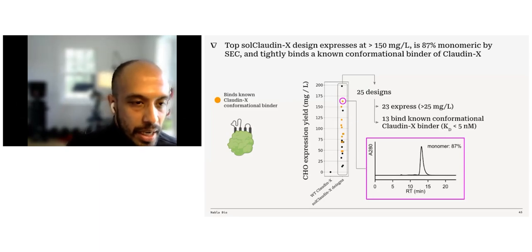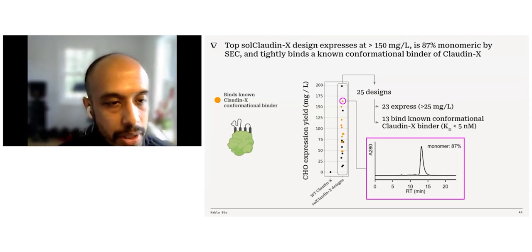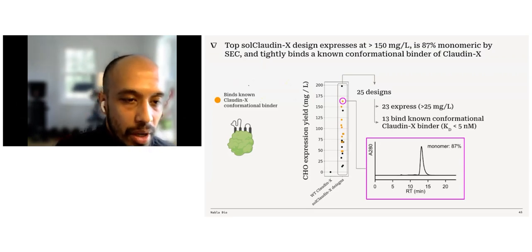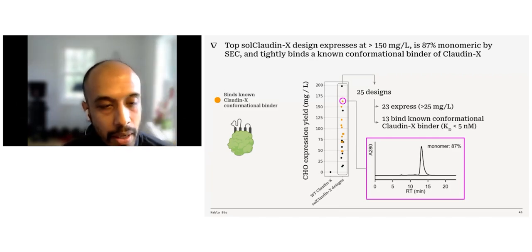Whereas for our sol-claudin X designs, the majority of them express with greater than 50 mg per liter yield in ex vivo, with some of the top designs getting above 150 mg per liter yield. So just to summarize that, of the 25 designs, 23 of them express greater than 25 mg per liter in ex vivo. We characterized all of these 23 expressors for binding to a known conformational Claudin X binder. So in this case, this was a monoclonal that is known to bind a conformational epitope on Claudin X.